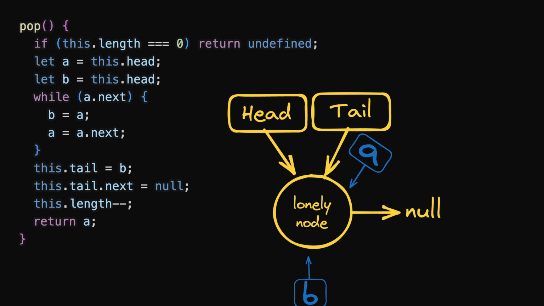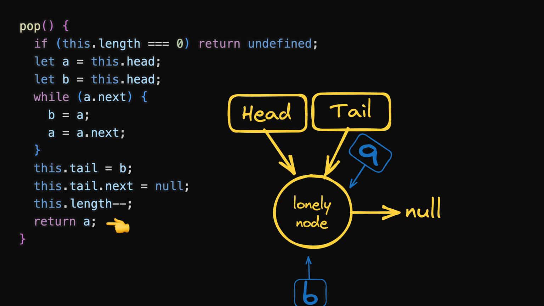Another edge case is when there is only one node in the list. In that case, our while loop will not run at all because A's next node will be null. So we will end up with both A and B pointing to the same node, which is the head and the tail of the list. Now, if we follow the same steps as before, we will end up like this. We will set this.tail equals to B. This will not change anything because B is already the tail. We will set this.tail.next equals to null. This will not change anything again because B's next node is already null. We decrement this.length by 1. This will reduce the length of the list to 0 and return A, which is the only node in the list. Now we have a problem here.